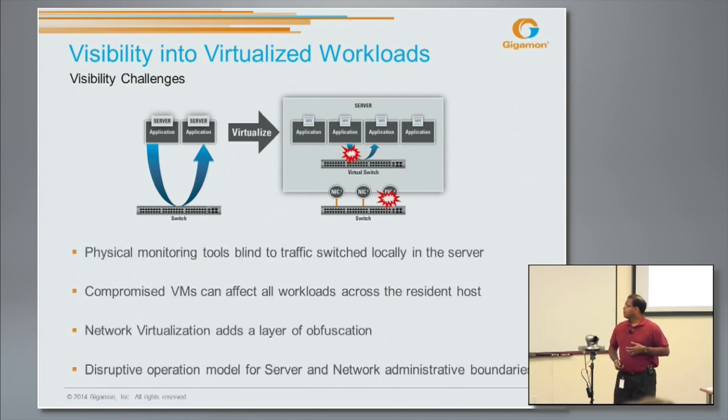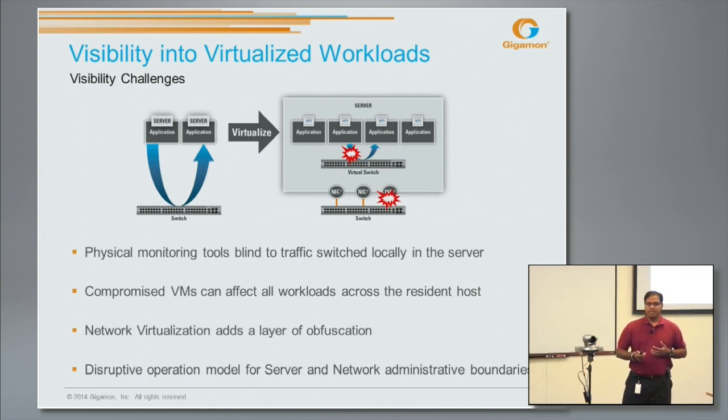Now, what happens, for example, if you have a server and you virtualize it, and there's a lot of traffic going on within the vSwitch? What happens if something goes wrong? How do you monitor that? What we believe is that the physical monitoring tools don't have access to that traffic. They don't know what's going on. It's a critical part of the organization. The applications are running there, and you want to see what's going on.